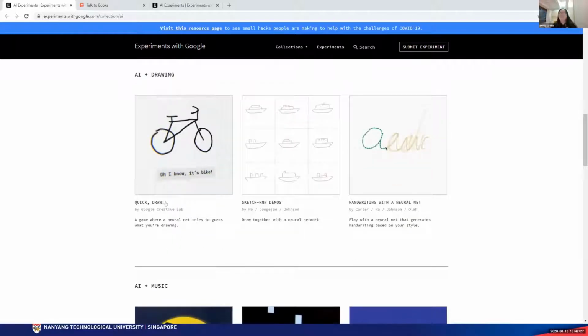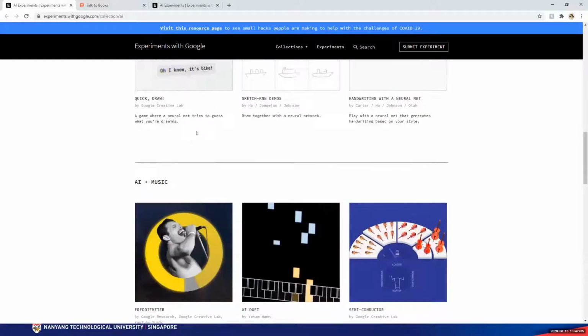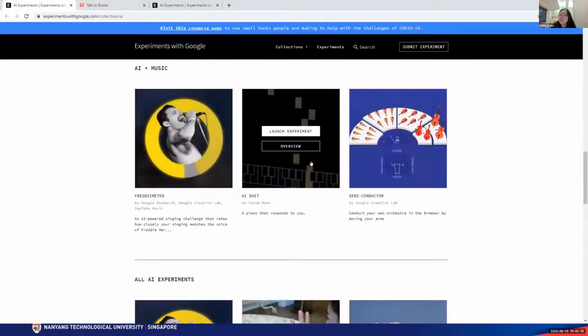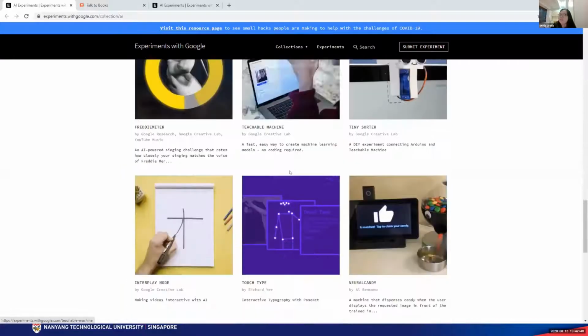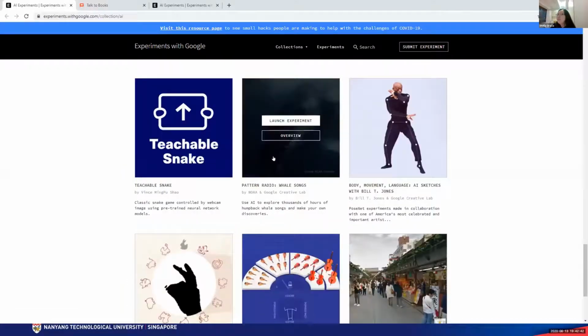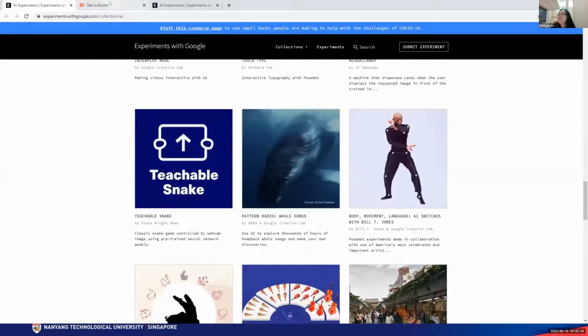Quick Draw, basically you draw a few strokes and it will predict what kind of image it is. They even have music and AI, and how different aspects of life connect with AI. Here we'll see one of them.